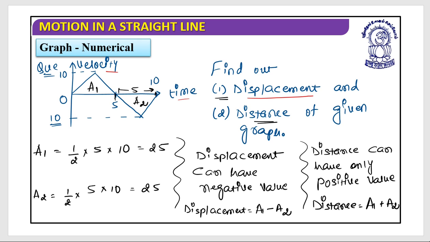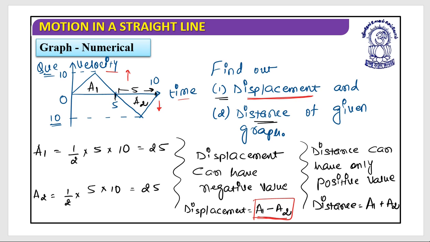So if they have asked the displacement, what you can consider is whether the quantity that has been asked can have a negative value. If it can possess a negative value, then the area above the x-axis and the area below the x-axis should be subtracted, because one of them would have a positive value and the other a negative value. So the answer for quantities which can have a negative value would be A1 minus A2.